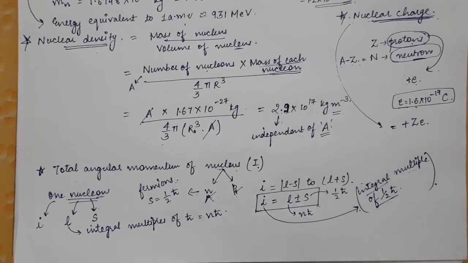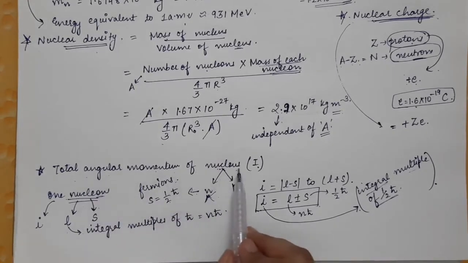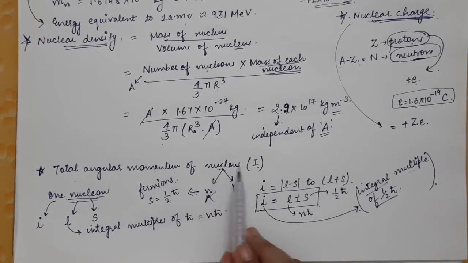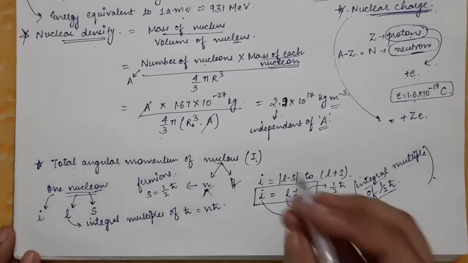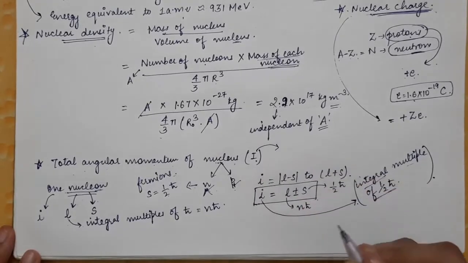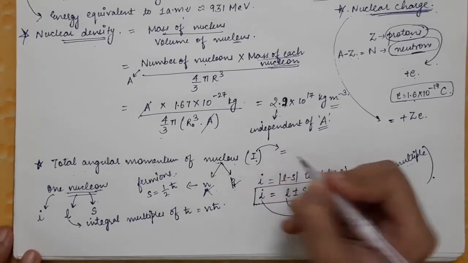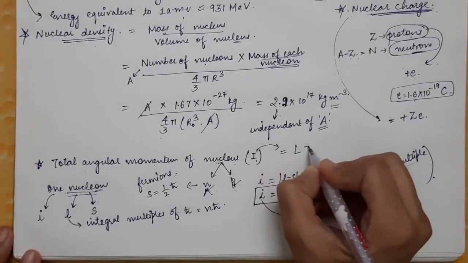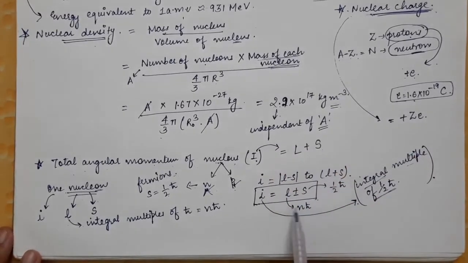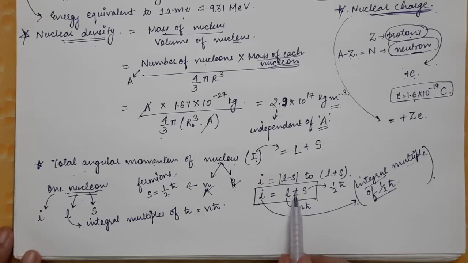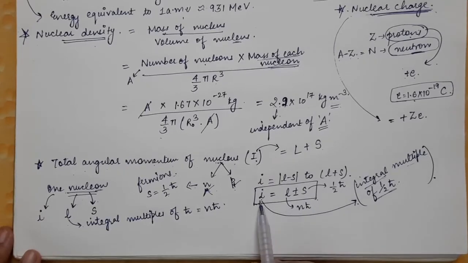Now is the case for the total angular momentum of the nucleus. So the total angular momentum of the nucleus, capital I, also takes only two values which are equal to L plus S. So here it is capital L plus capital S, as it was small l plus small s for the case of a single nucleon.